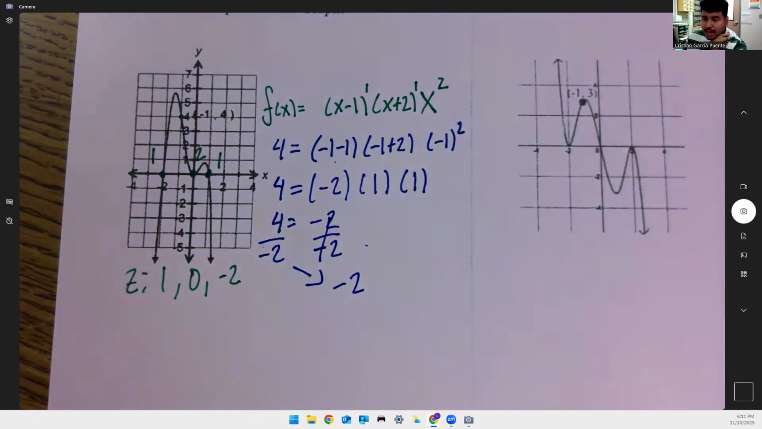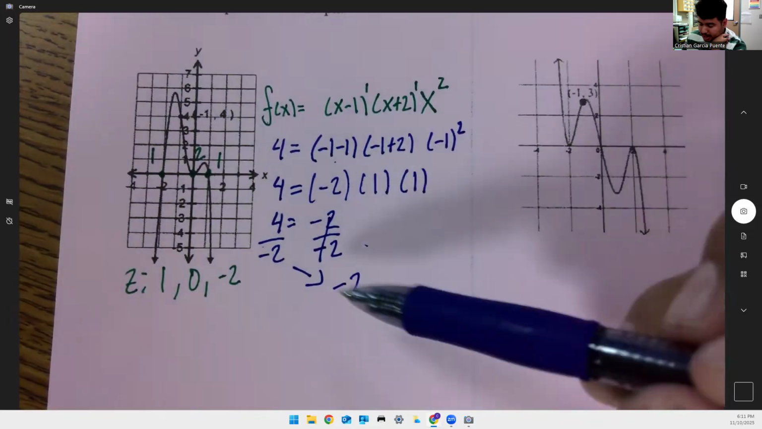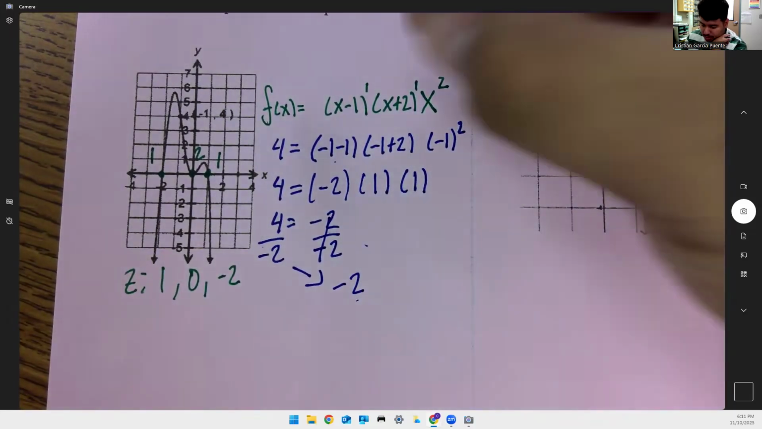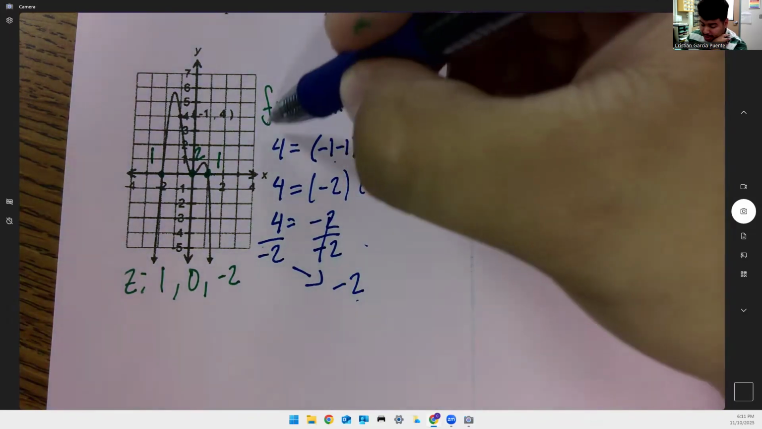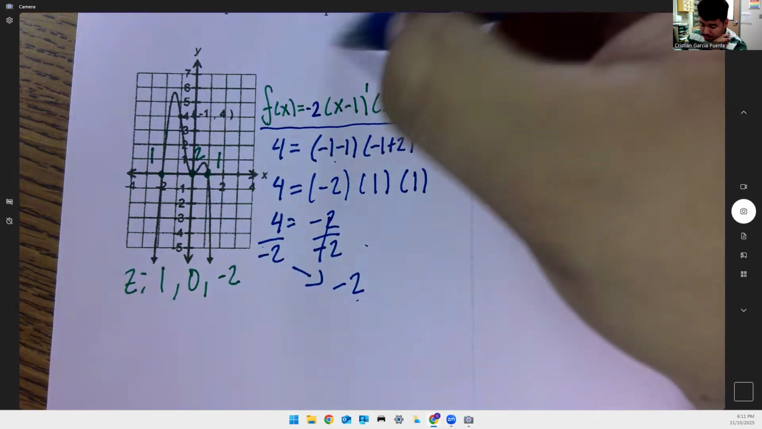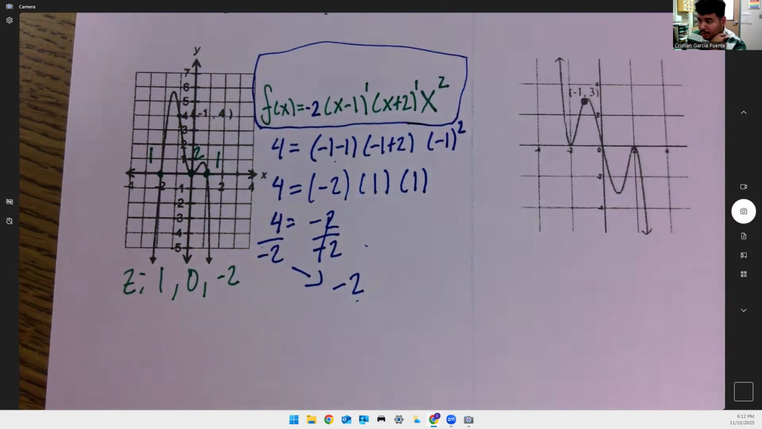And if you're not sure why, you could always play this in your calculator. It's going to give it to you in the calculator. So that -2, what we're going to do with this -2 is we're just going to put it in the front of this equation right here. And that right there is our answer. Nothing else. You don't have to do anything else. You're done.